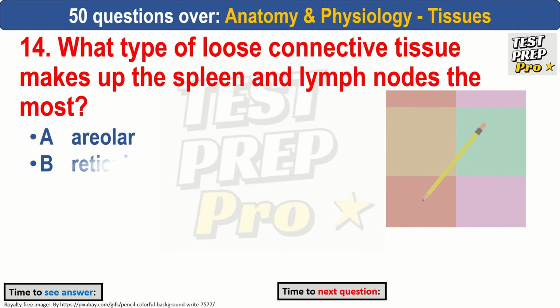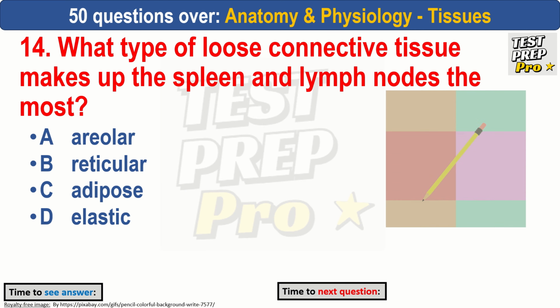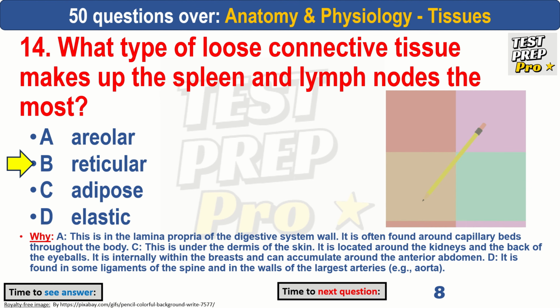What type of loose connective tissue makes up the spleen and lymph nodes the most? Is it areolar, reticular, adipose, or elastic? The answer is reticular. Areolar is found throughout the body. It just kind of holds the body together. A lot of it is just underneath the surface of the GI tract.